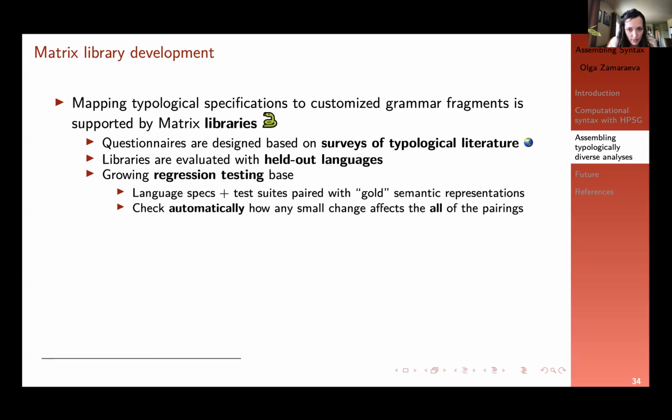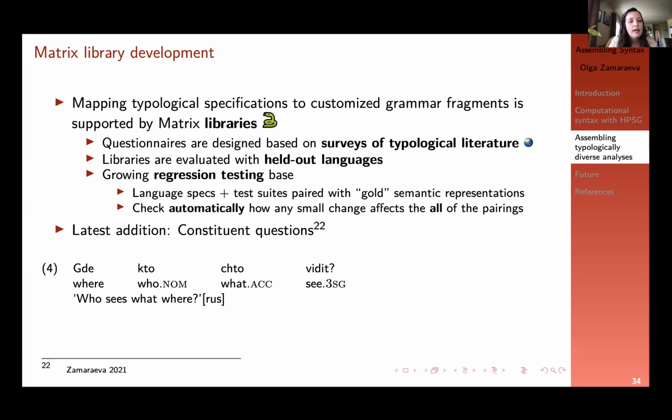I store that in the system so that it can be rerun at any point to check how any small change in the analysis, in any of the analyses, affects all of the gold output that was stored, right? Is the system still giving me the right output for all of the languages, not just the ones that I work with? So the latest edition, the Constituent Questions Library, of which I presented you with one sample analysis in part 2.